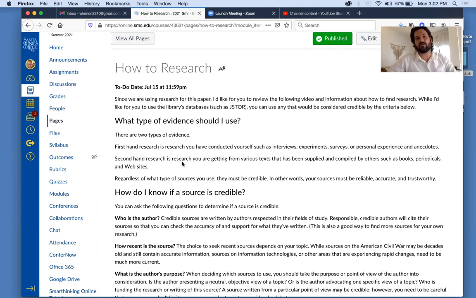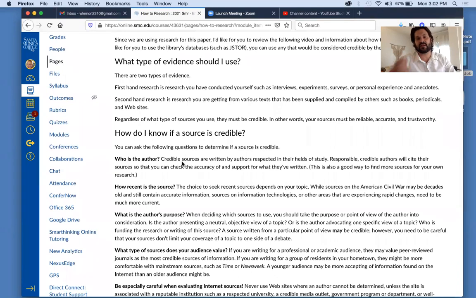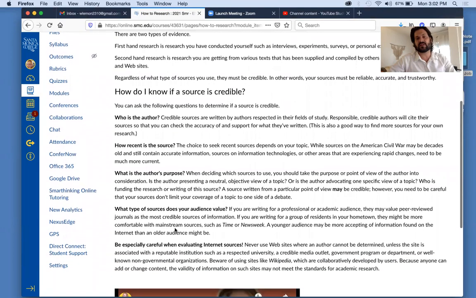And so, in order to tell if something is credible, these are the sort of questions you can use to help evaluate whether or not the source is credible. So things like checking out the author, who they are, what expertise they have, these things are really important. I'll give you a quick little example.